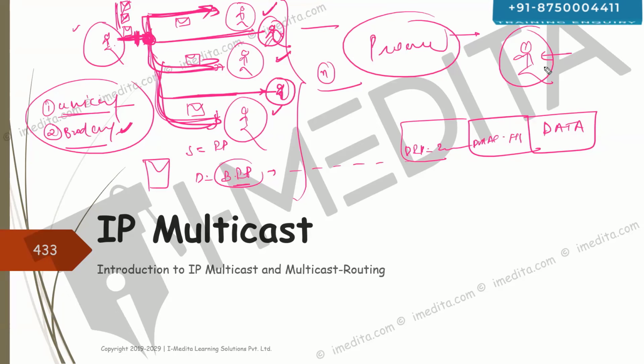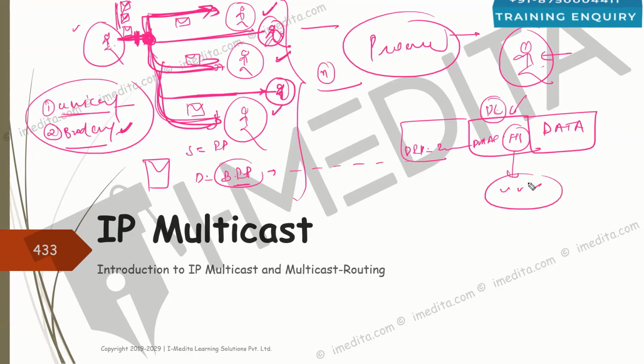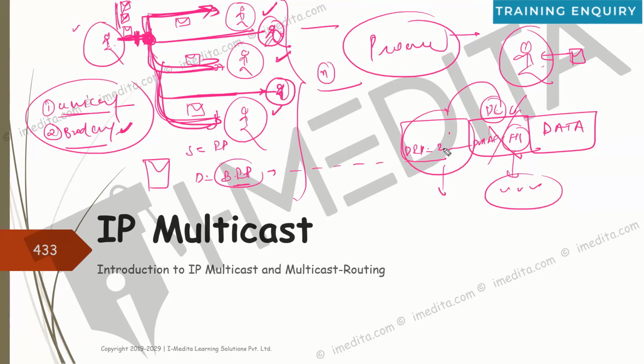When the data is received on the receiver side, first of all, the device is going to check the data link layer header. In the data link layer header, it will find that the destination MAC address is the broadcast MAC address, which means I need to receive this data. So it will receive that data, decapsulate that header, then check the IP header and the destination IP. The destination IP is 255.255.255.255.